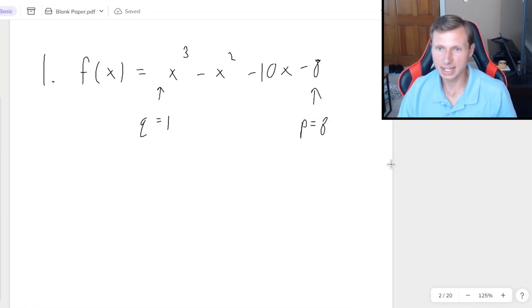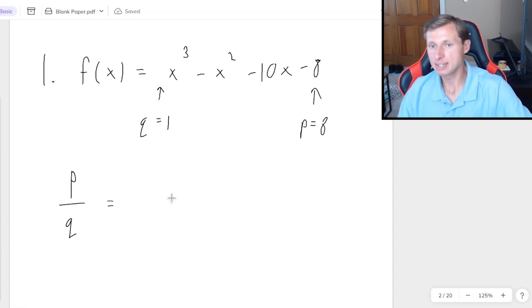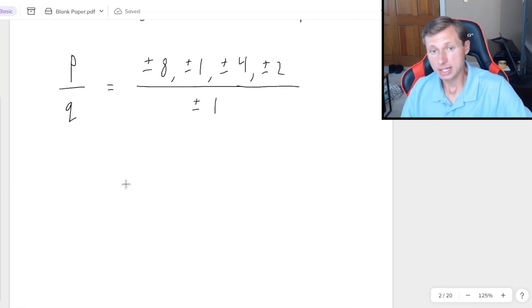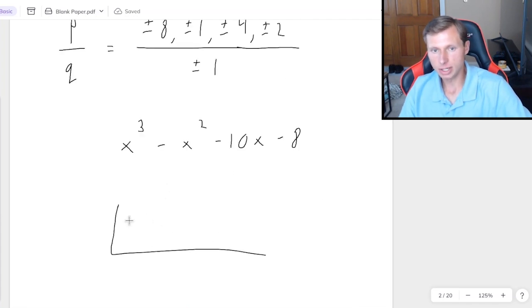I don't care about the negative 8 because remember, when I do p divided by q, it's both the positive and the negative version of everything. So here it's going to be positive negative 8, positive negative 1, positive negative 4, and positive negative 2, divided by plus minus 1. That's the only factor of 1. And now for my synthetic division of x cubed minus x squared minus 10x minus 8, the setup is going to look like this. 1, negative 1, negative 10, and negative 8.